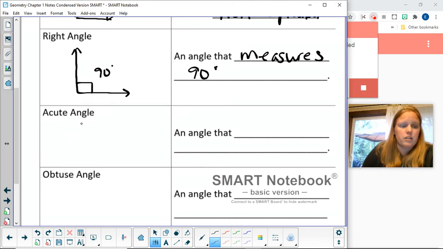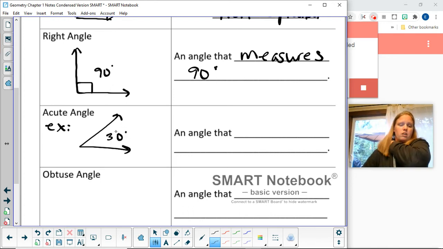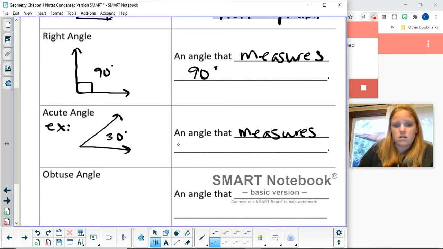An acute angle is less than that. So I make it smaller, and I'm going to put an example here, but this is not the only acute angle. So something like 30 degrees would be an acute angle. And those angles are less than 90 degrees, but they have to be bigger than 0, otherwise it would just be a ray. So an angle that measures between 0 degrees and 90 degrees.